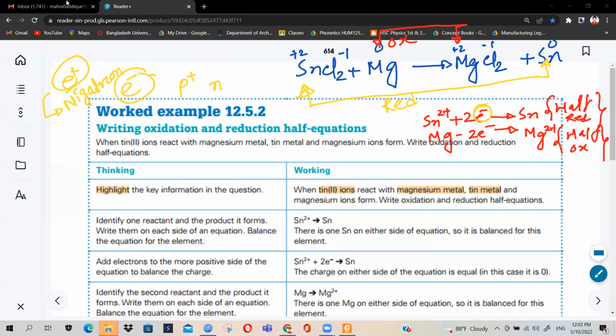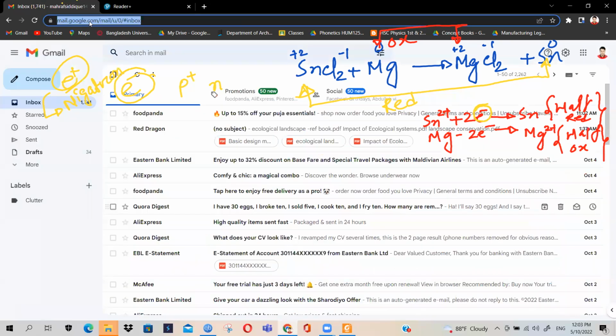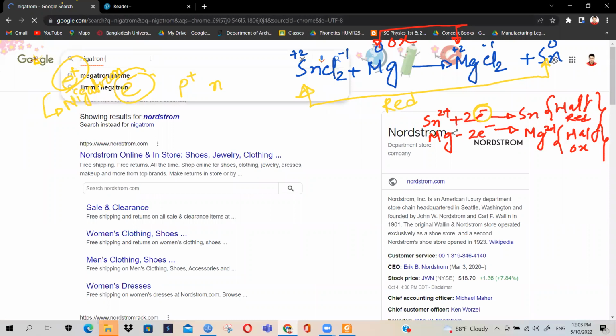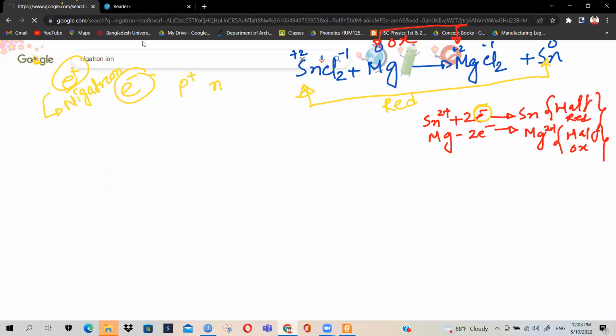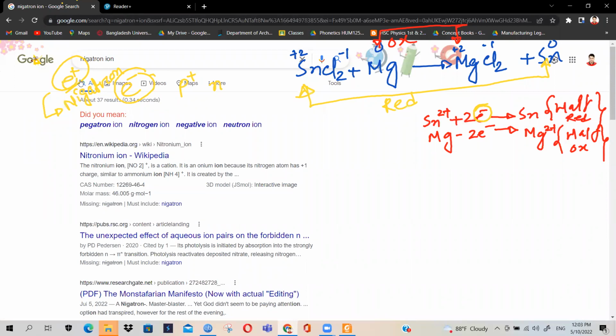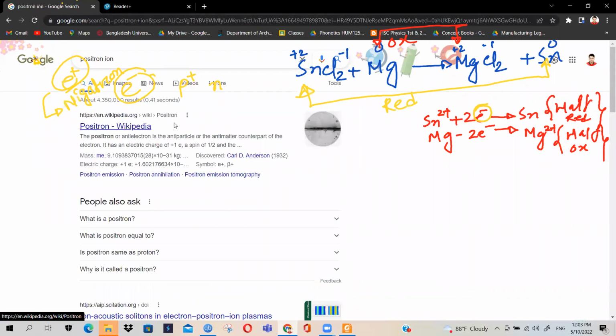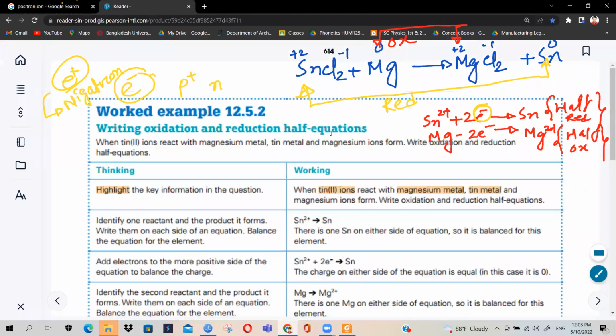Let us check as well, the name should be correct. Positron, or was it negatron? One second. Positron. The positron symbol is e+. So it's positron, not negatron. You don't have to understand it now, just know it. You will read it further later.